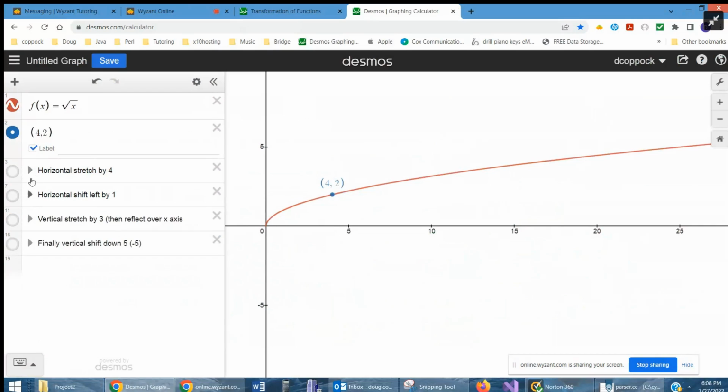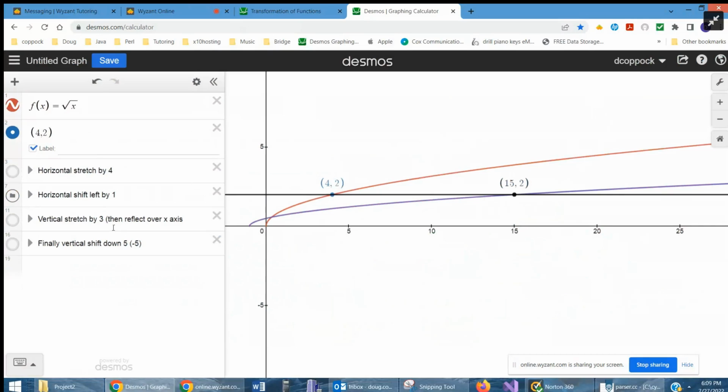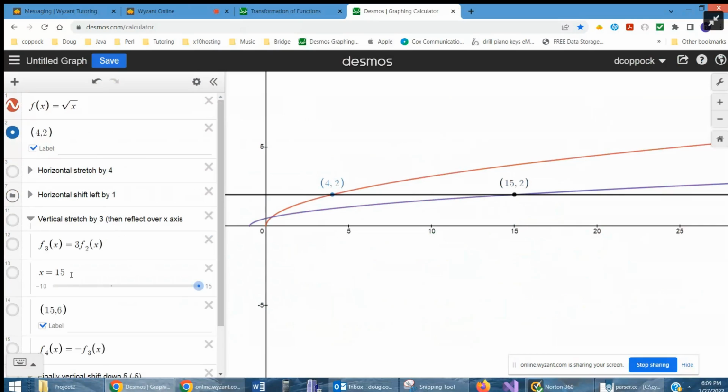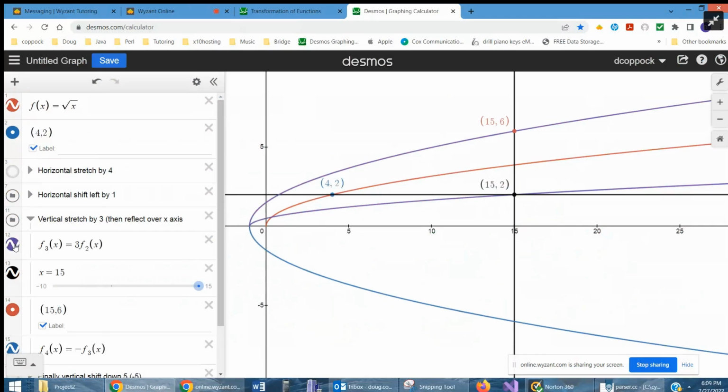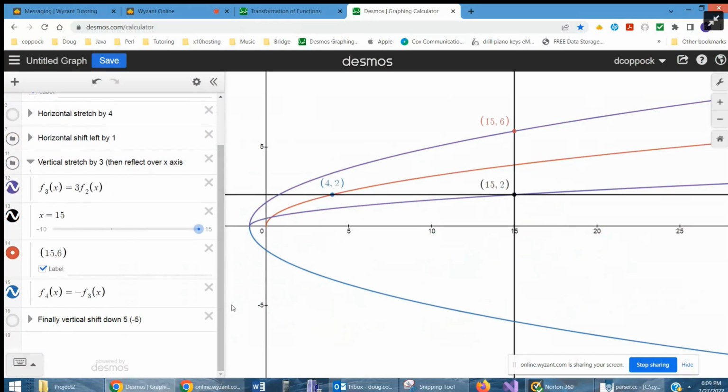Two horizontal transformations. Now we're going to have a vertical stretch by a factor of 3. Let me enable this one first of all. So now the y value is stretched by a factor of 3. We're still at the same x value, 15. But if I change this to a minus 3, we're down here. Same y coordinate, except it's the opposite. We reflect it over the x-axis. Okay, so right now we're at (15, -6).